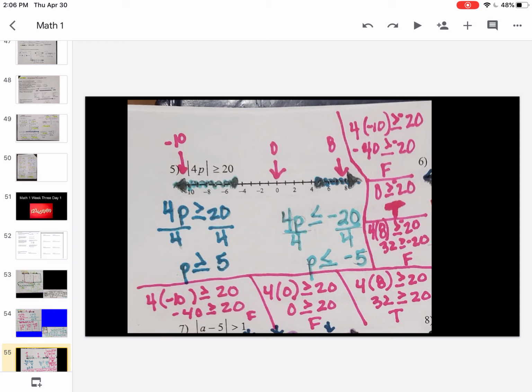Okay. So number 5, we have the absolute value of 4p is greater than or equal to 20. You're going to divide by 4. It's a positive, so you don't have to flip it. And then you can see the pink is where the test points are, and those are the numbers you're plugging in to both of the equations.